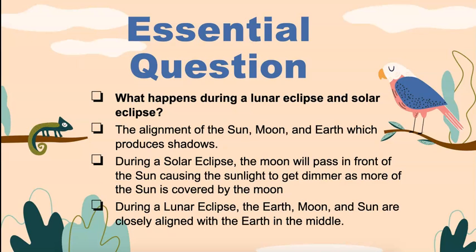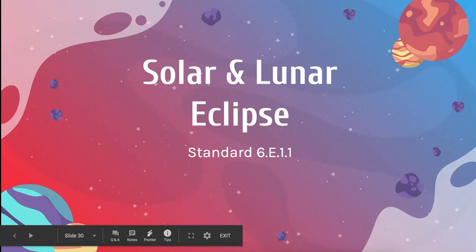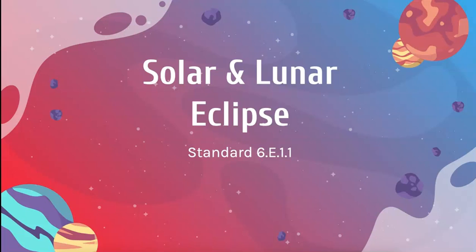And then also, like we just saw in the video, during a lunar eclipse, the earth, moon, and sun are closely aligned with the earth being located in the middle. Okay, well done. We just covered solar and lunar eclipse.